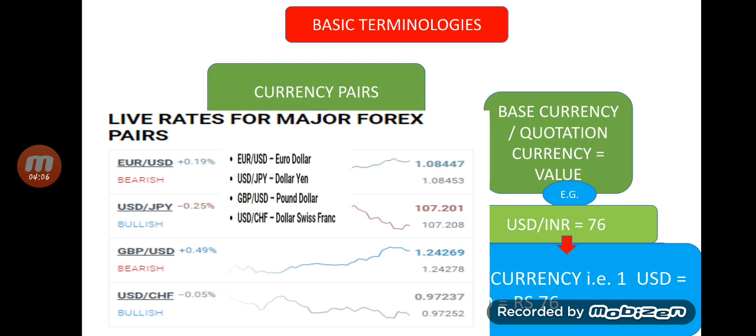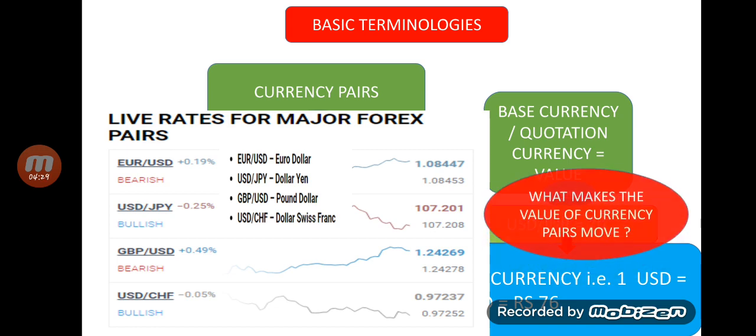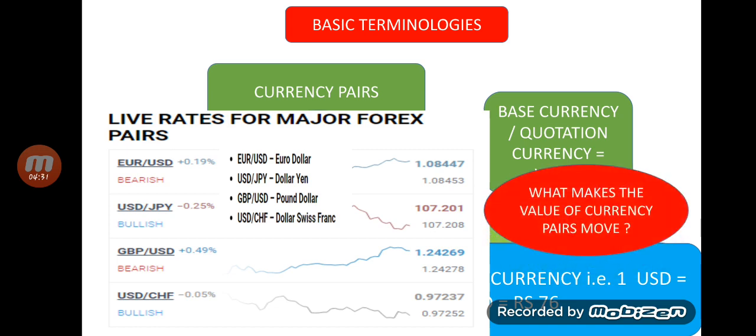You can see these are the four major foreign exchange pairs which are traded in large volumes: euro dollar, dollar yen, pound dollar, and dollar Swiss franc. The value of currency pairs moves in very different directions. It's very volatile. So the next question is, what makes the value of currency pairs move?